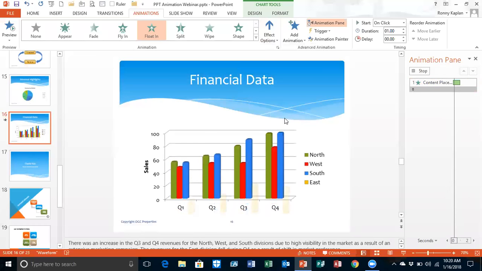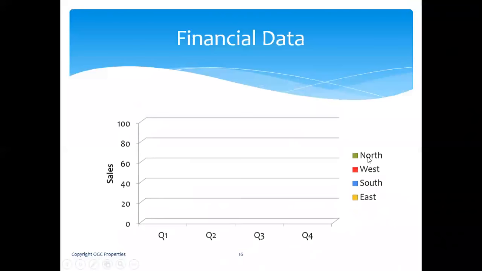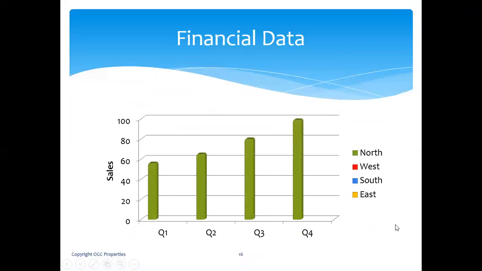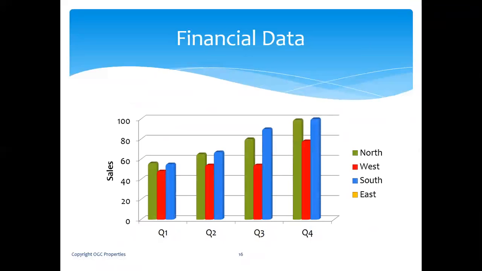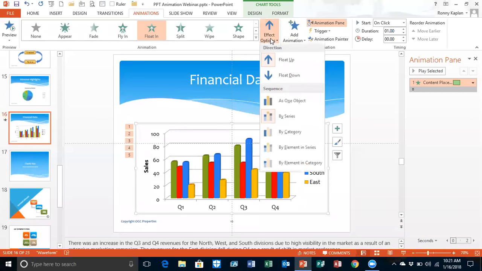So you see what's happening here. When I run the slideshow, first the background of the chart comes in, and then when I'm ready to say, well, let's say how the North division is doing, and when I click, all of the North bars come in, and then let's see how the West is doing, etc. So I can bring them in with a click whenever I want to. That's pretty dramatic.